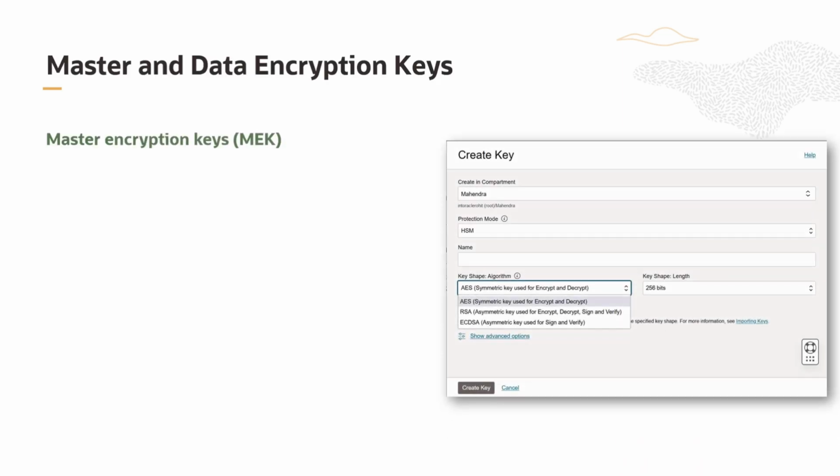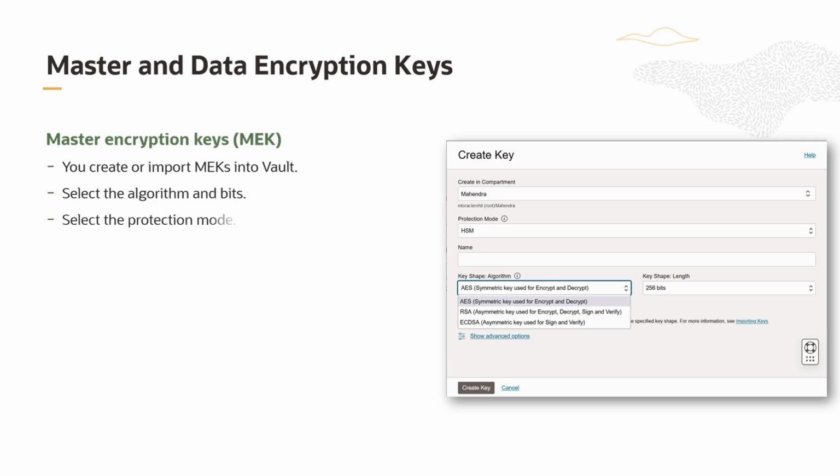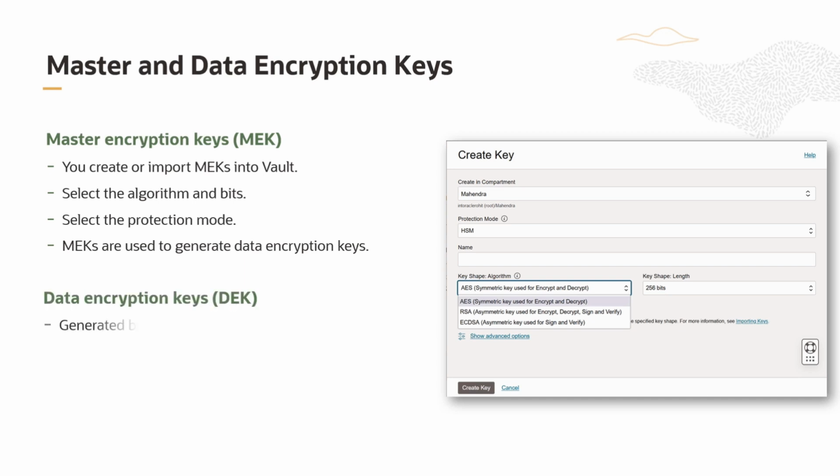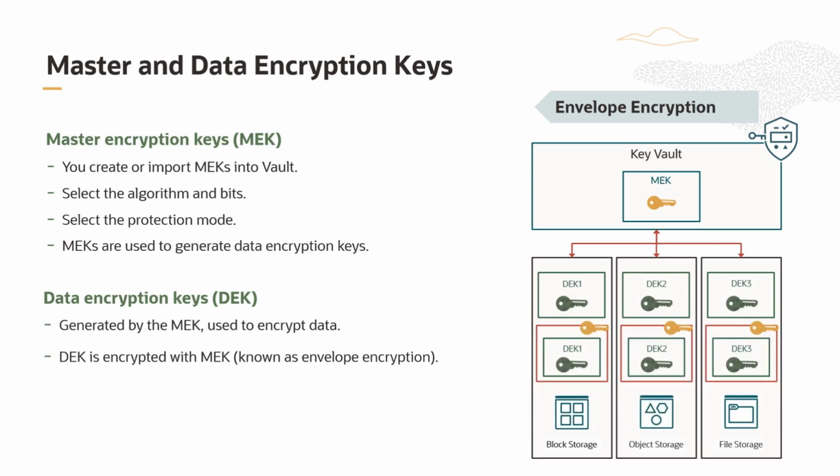To better understand, master encryption keys are the keys that you create or import into your vault. You select the encryption algorithm and key shape, such as the number of bits for AES and RSA or the elliptic curve ID for ECDSA. You also select the protection mode from the list of options, which I'll be discussing further. Additionally, there is the concept of data encryption keys, which are generated by the master encryption key. Data encryption keys themselves are dynamically encrypted with a master encryption key, a process known as envelope encryption.